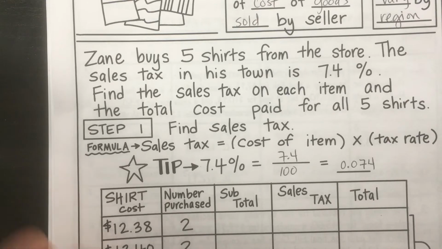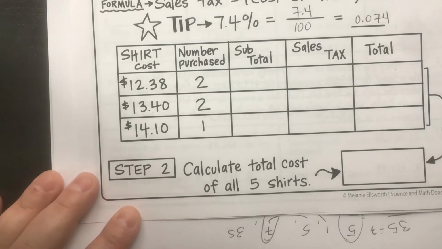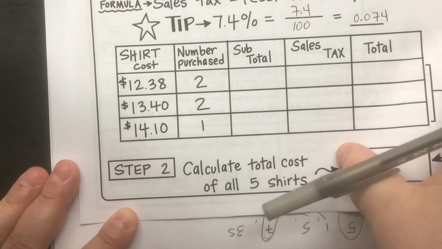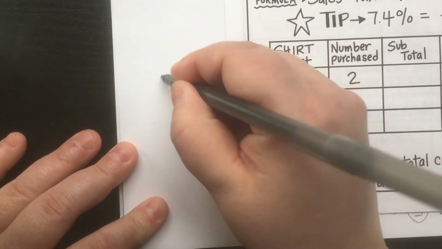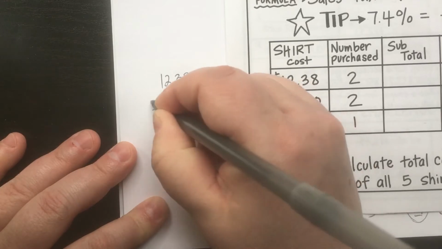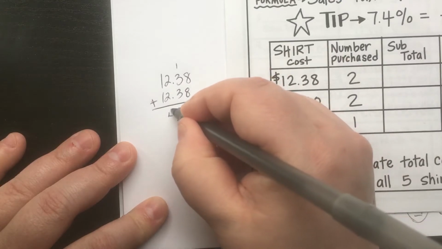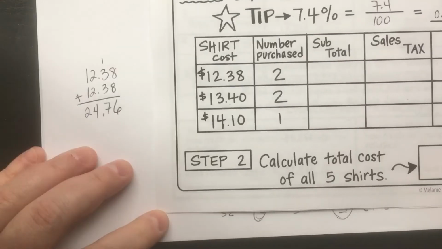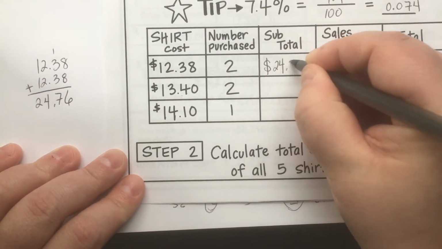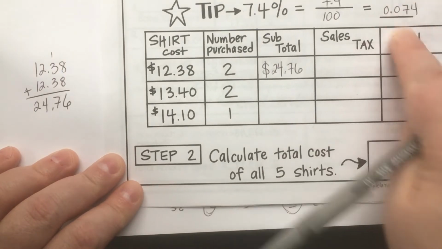All right, so let's look at some of the items. So first, Zane bought 2 shirts, and each of the shirts was $12.38. So if we have a $12.38 shirt, and there's 2 of them, you can either add it 2 times or multiply by 2, doesn't matter. 16, 7, 4, and 2, $24.76. So our subtotal before tax is $24.76. Now, in order to find that sales tax, we've got to multiply it times our rate.